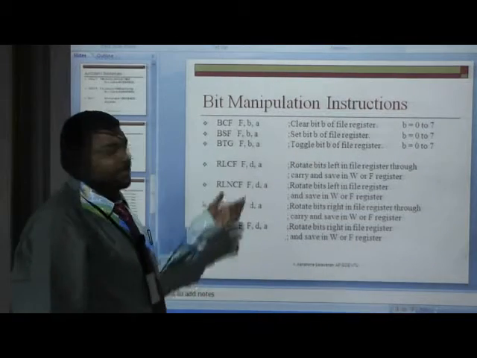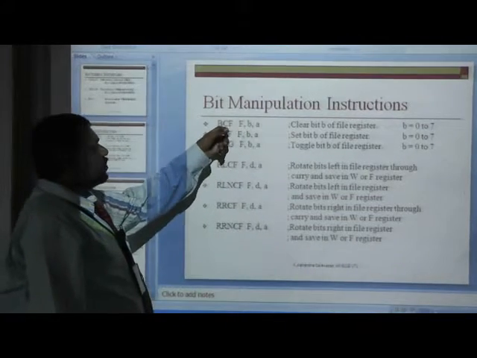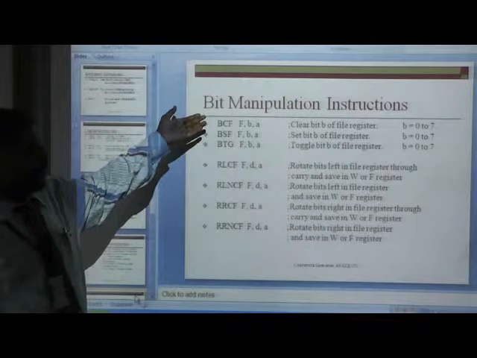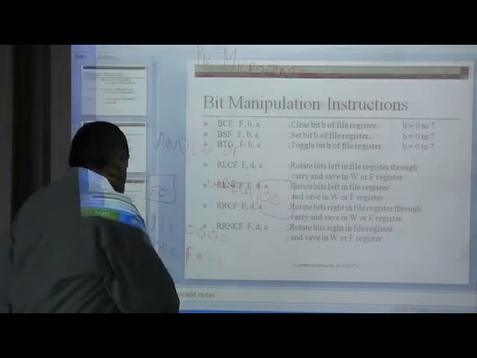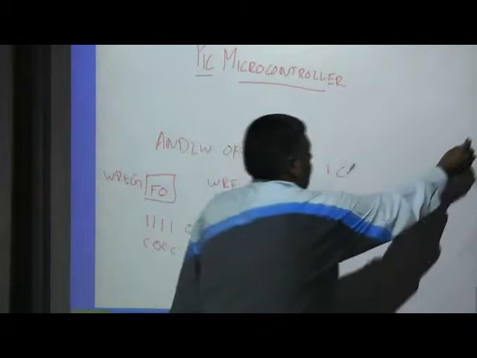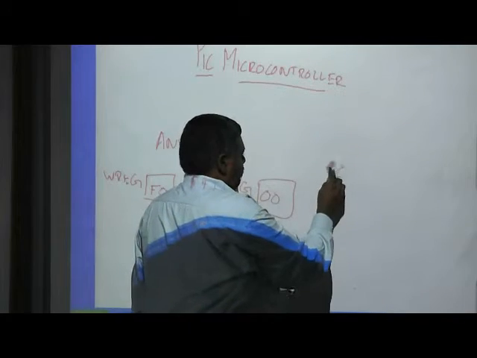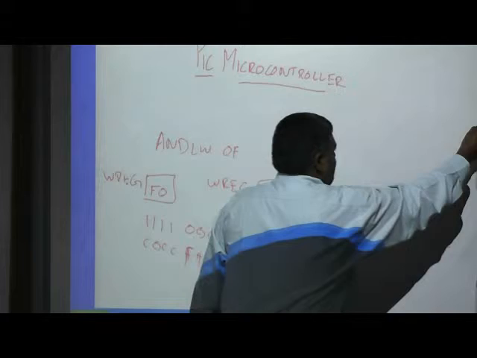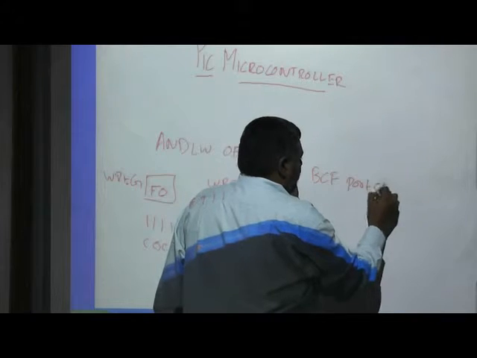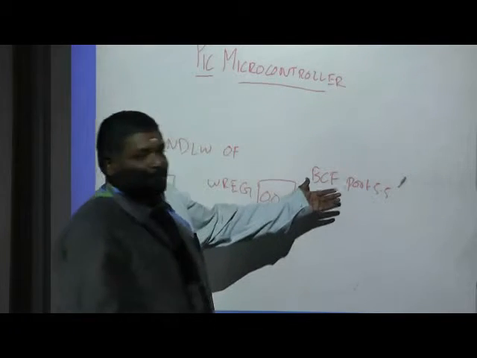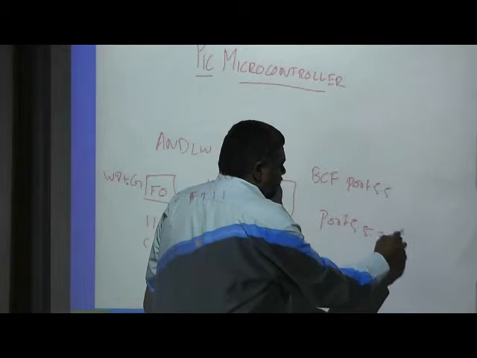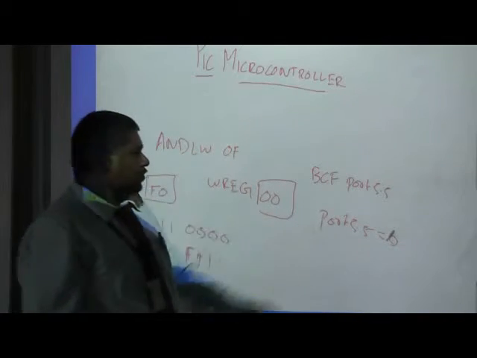Next one is bit manipulation instructions. This bit manipulation instruction is used for BCF f, b, a, which is used for clearing a particular bit. For example, suppose I want to clear bit 5 of the port. I can just write BCF PORT, 5. If I write BCF PORT, 5, it just means that the port bit 5 is equal to 0. The particular bit of the port is made 0.